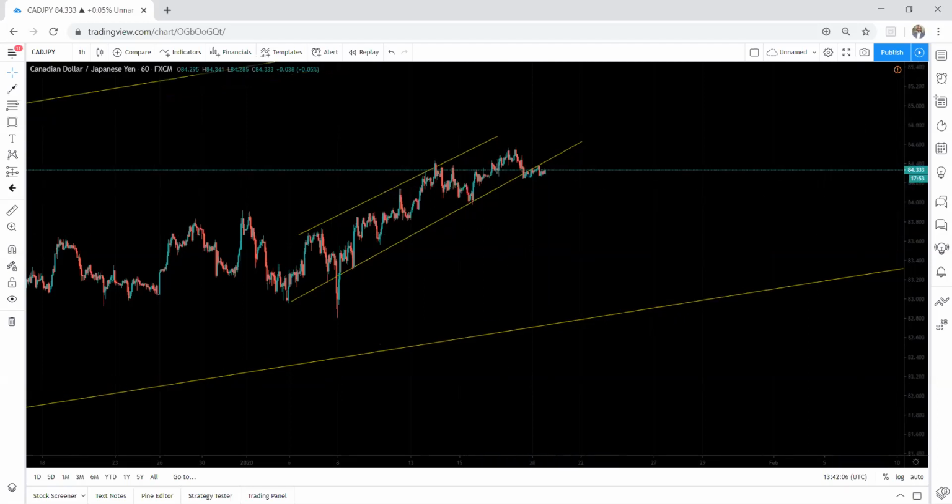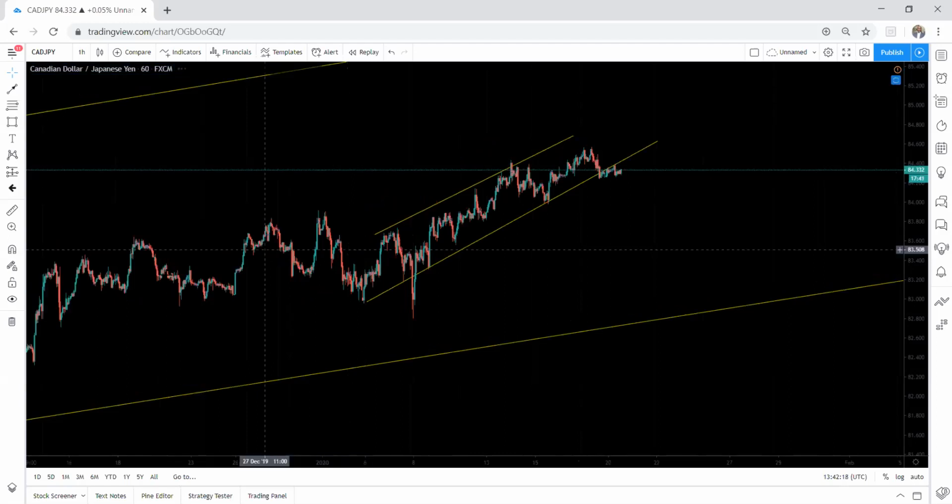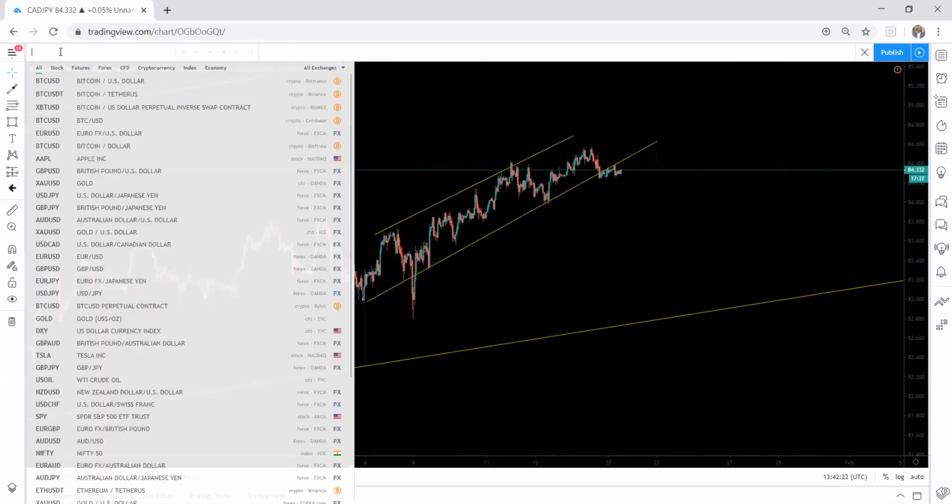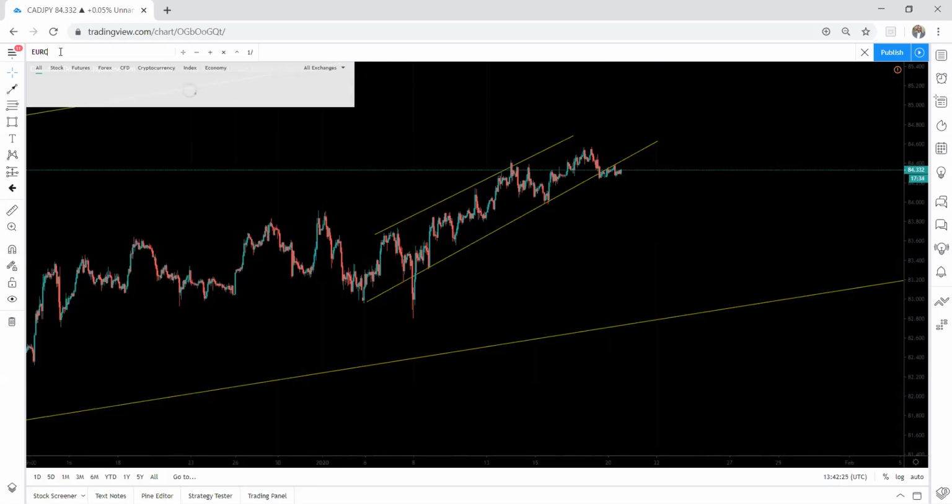All right, because that's broken out of this channel and is consolidating. And the consequence of this consolidation is a break to the downside. That's card JPY. Then you have Euro card.